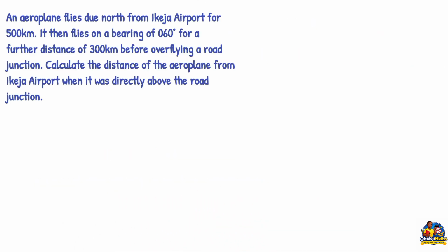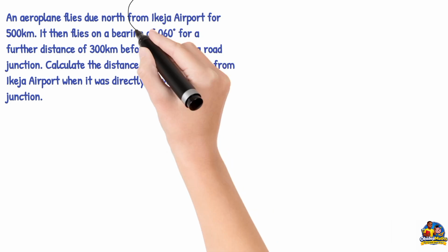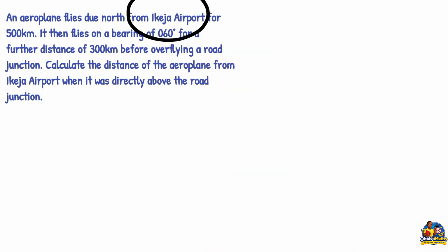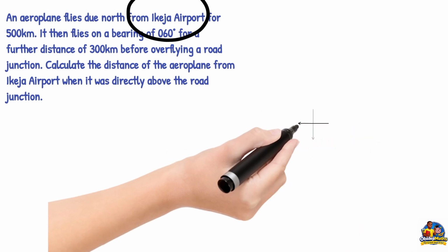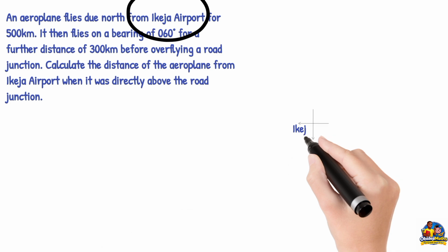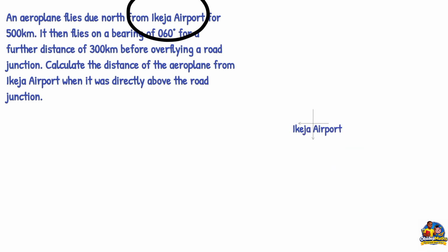So let's go straight to the solution of the question. From Ikeja Airport, which is our starting point, let us have the 4 cardinal points. Ikeja Airport is our starting point. That is where the journey is starting from.